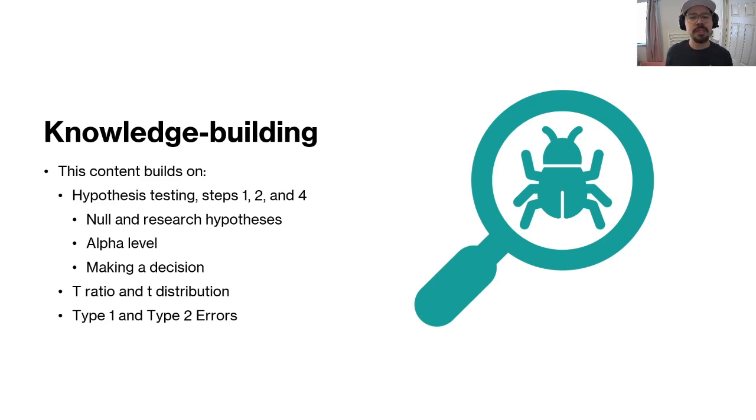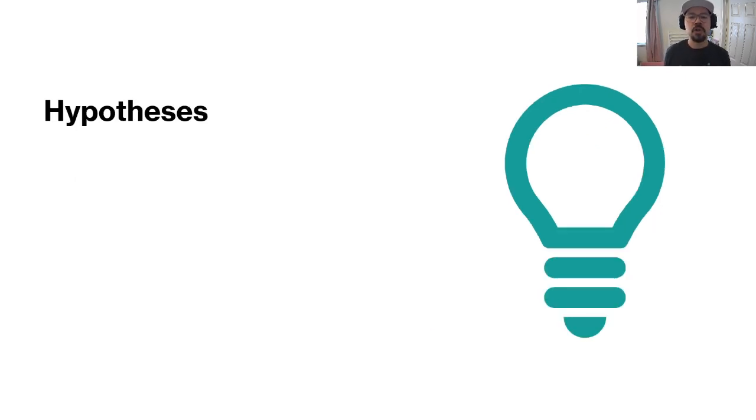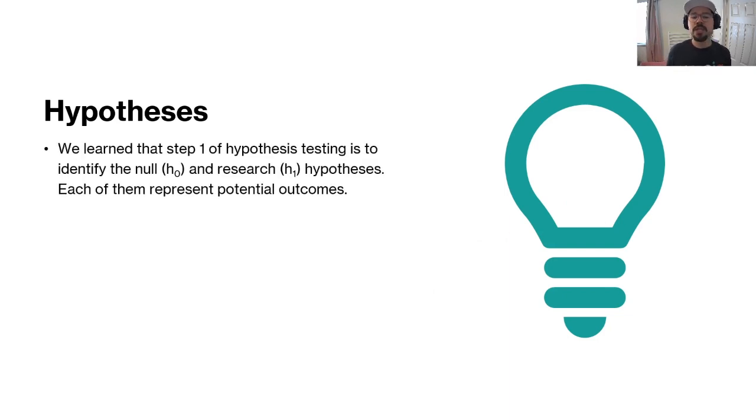We'll also be learning about t-ratios and t-distributions and the relevance of these ideas to the t-test, and finally a little bit more about type 1 and type 2 errors. So just starting at the beginning, right, with hypotheses. So we learned that step 1 of hypothesis testing is to identify your null and research hypotheses.